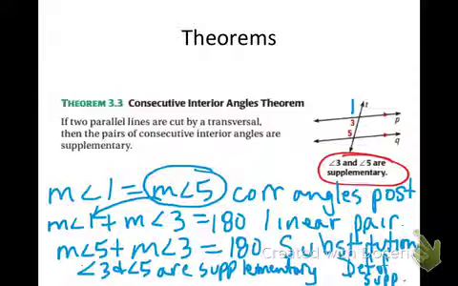Good, so 3 very quick, easy theorems. First one said alternate interior angles are congruent. Second one said alternate exterior angles are congruent. And the third one said consecutive interior angles are supplementary. Don't get those confused. Okay, everything so far was congruent until we got to consecutive interior. All right, let's use this information.